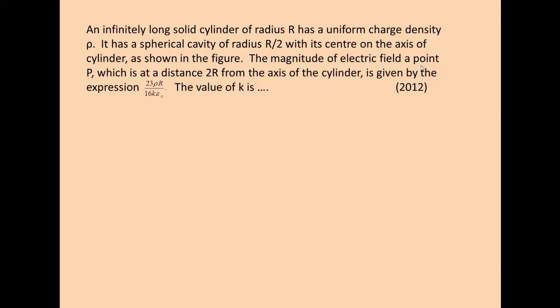The magnitude of electric field at a point P, which is at a distance 2r from the axis of the cylinder, is given by the expression 23 rho r divided by 16 k epsilon naught. You are supposed to find the value of k, which is shown here. This is an IIT JEE 2012 question. We see how to solve this.